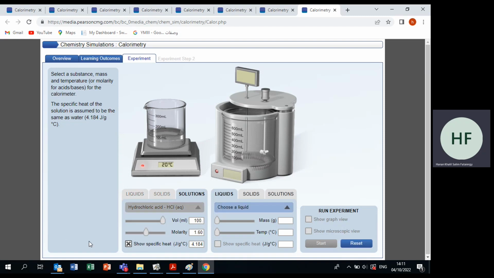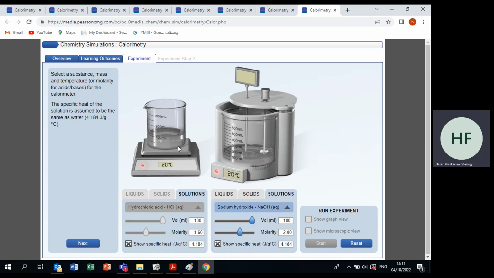Okay, now next, I will choose the other solution. I will choose a base, for example, an AOH. I will choose the volume to be also 100 milliliters, the concentration to be 2, and the specific heat is again 4.18 because this is aqueous. Okay, now notice that both of them are at 20 degrees Celsius. When I mix this one with this one, do you think the temperature will stay as 20 or it will increase or it will decrease?